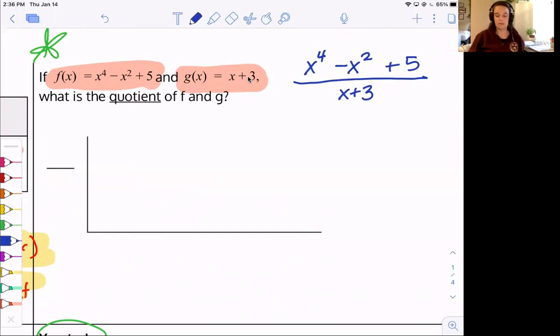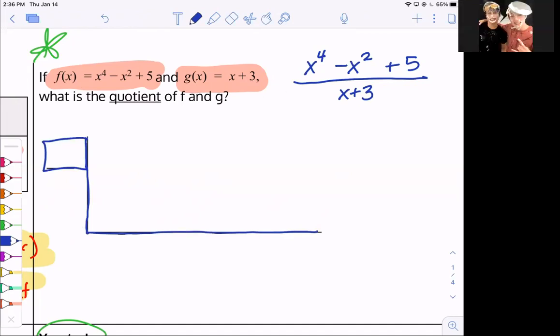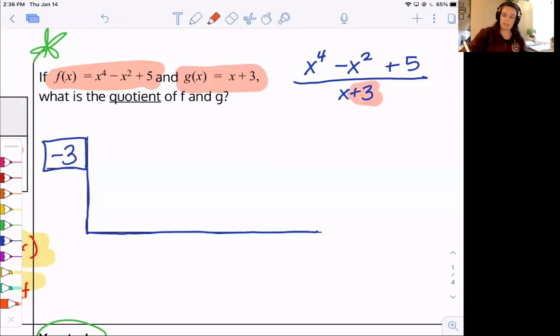All right. So I have my upside down division bar here. What number is going in the box? -3. -3. Yes, absolutely. -3. So remember that we had +3. So this is going to turn into -3. That is the opposite.